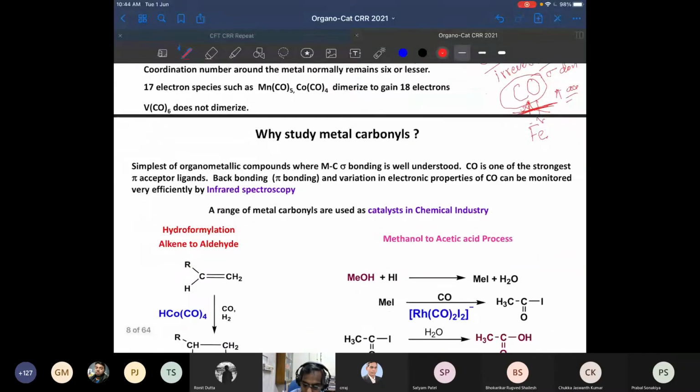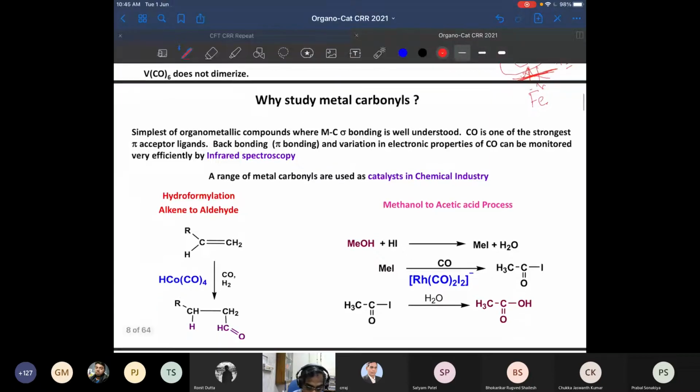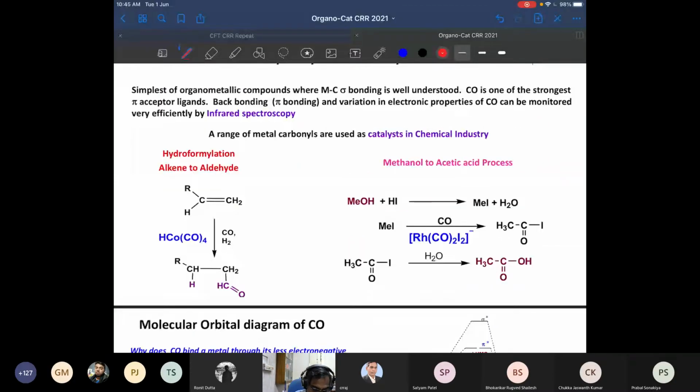Much more than that, there is a biological side. Unfortunately, we will not be teaching you bioinorganic chemistry because of the limited number of classes. We look at the organometallic aspect of the carbonyl. Now, what we see here is that there are a lot of applications of the carbonyl. Say, for example, the number one application is hydroformylation, that is, alkene to aldehyde.